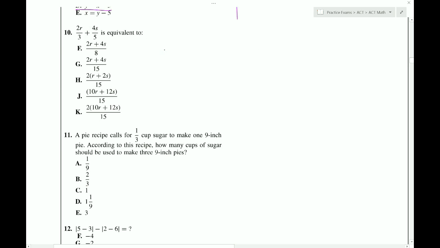Right? This thing is equivalent to. So for this, I could use my cross multiply method of combining fractions. So we do this first cross multiply, we get 10r, and then we put the symbol in the middle, plus. We do the other cross multiply, 12s, and then we multiply the product of the denominators, 15, and that matches with choice J.